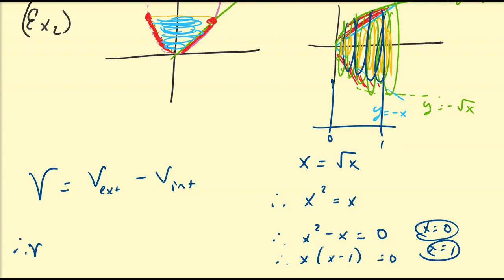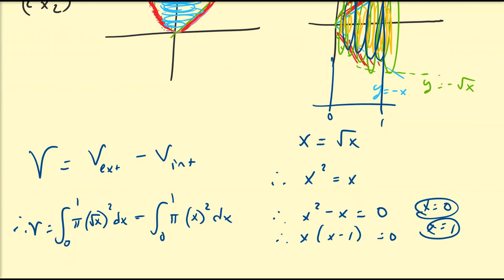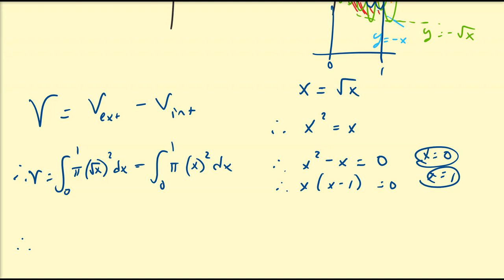So the volume is going to be equal to the integral from 0 to 1 of pi r squared. The exterior function is going to be the square root of x, so pi r squared is given by pi times the square root of x squared dx, minus the interior volume, which is the integral from 0 to 1 of pi r squared, and r in this case is going to be the function x. So pi r squared is just a bunch of areas. Let's simplify this. The volume is equal to pi times the integral from 0 to 1 of x dx minus pi times the integral from 0 to 1 of x squared dx.